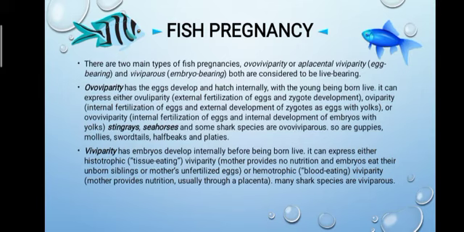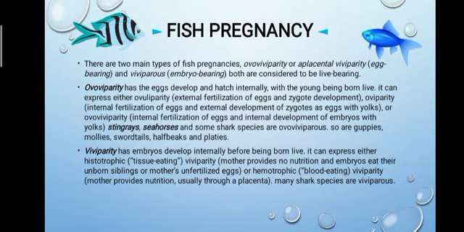So ovoviviparity can express either of the 3. First is the ovoliparity, second is the oviparity, third is the ovoviviparity. So always remember the 3 names as what I've said earlier. Also, some examples of ovoviviparous are stingrays, seahorses, and some shark species.